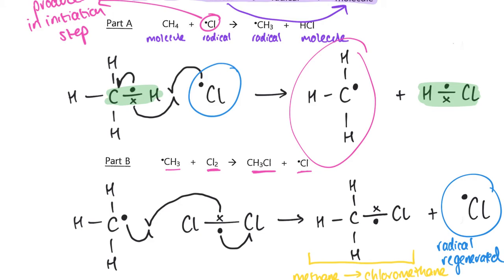So you can see part A of the propagation reaction is a methane molecule reacting with a chlorine radical to produce a methyl radical plus a molecule of hydrogen chloride. And then in part B, our methyl radical goes on and reacts with a chlorine molecule to produce our chloromethane, and our chlorine radical is regenerated, ready to react with another molecule of methane. So these reactions can just keep going, but ultimately we want them to stop at some stage. And that's where part 3 comes into play, which is our termination step. So let's have a look at that now.